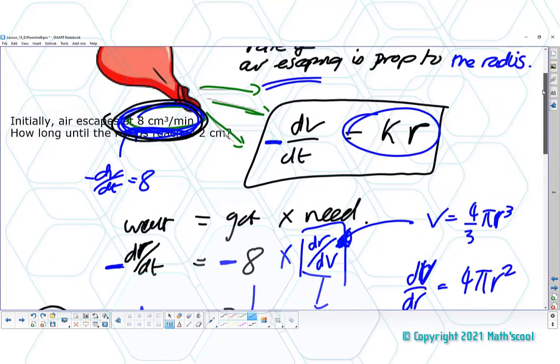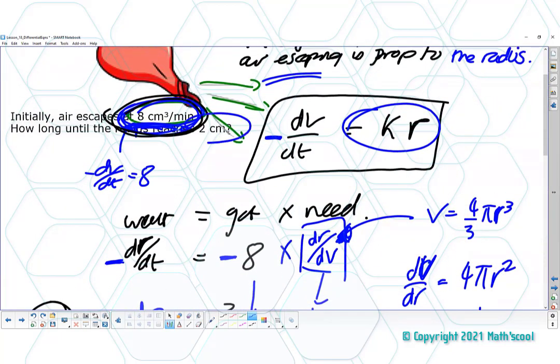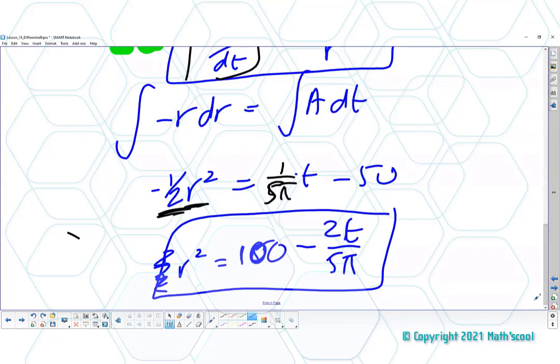And then they say, how long until the radius is 2? And so we just put in r is 2 into our equation and then solve it to find out what t is. The rest is easy to do. Okay.